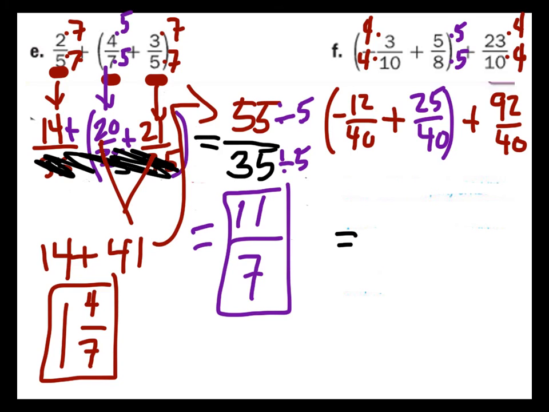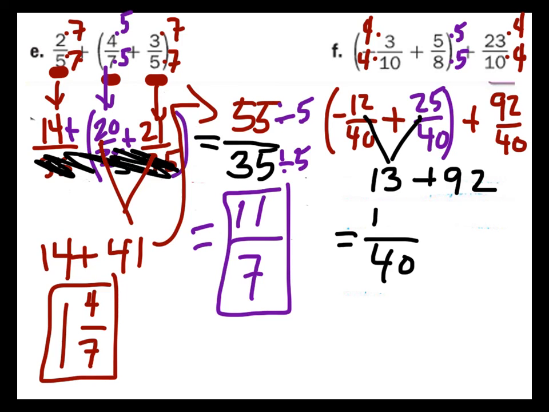Again, since I have common denominators, we're all good there. So we have common denominators of 40. But I have to combine these two. Negative 12 plus 25 is 13. Plus 92. That is going to give me the 105. Once again, these can be simplified by dividing by 5, which will give me 21 over 8.